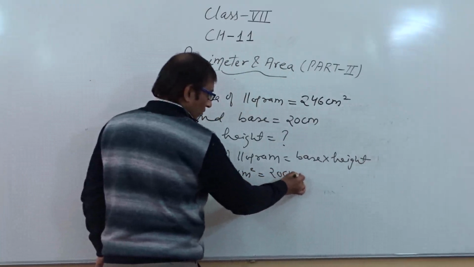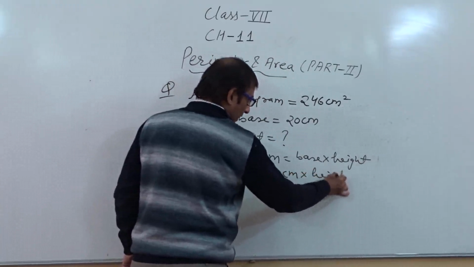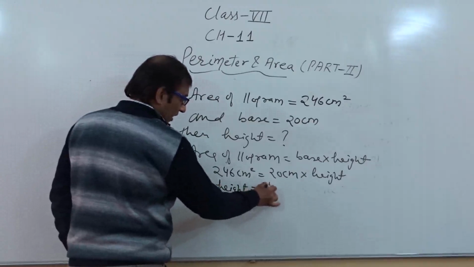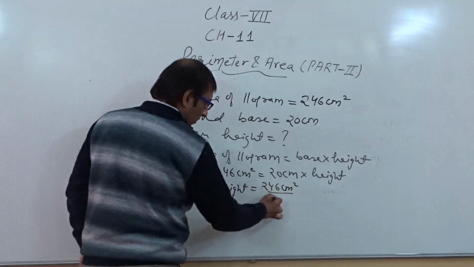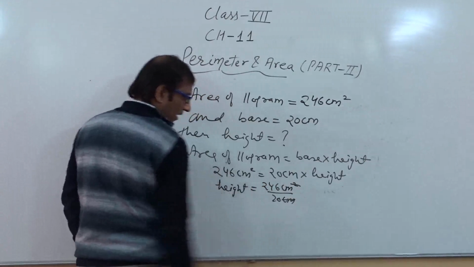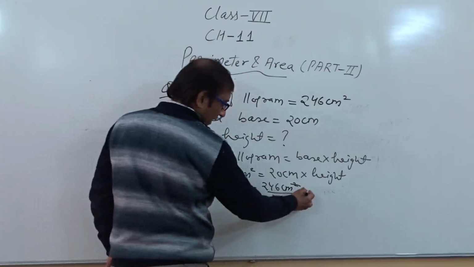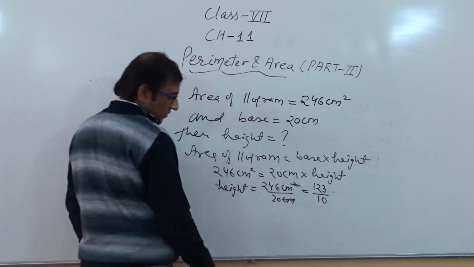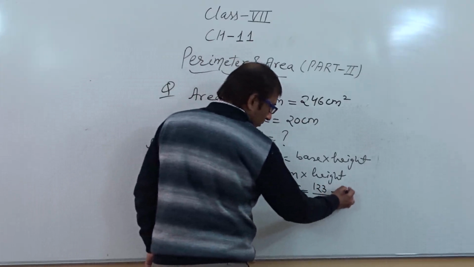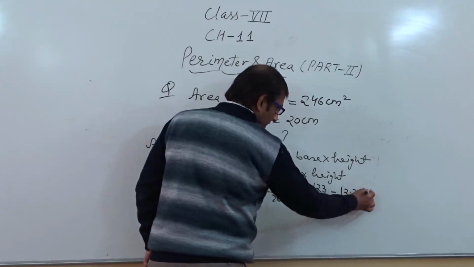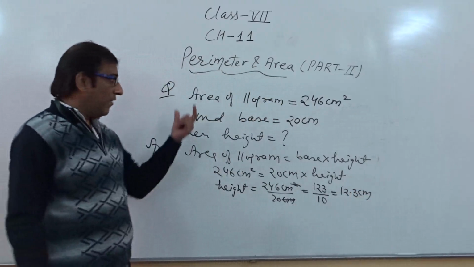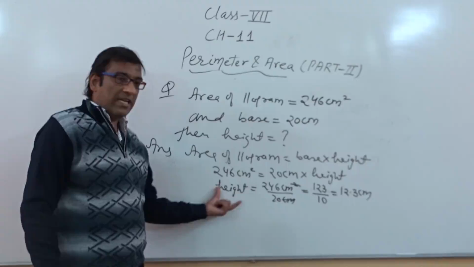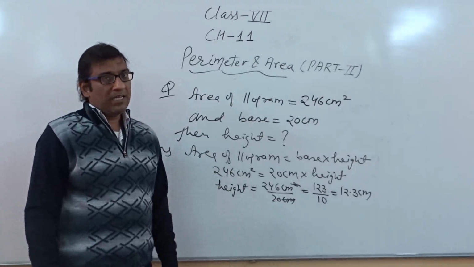Base is 20 centimeter. The height is not given. We have to calculate the height. How can we calculate the height? We will divide 246 centimeter square by 20 centimeter. Centimeter cancels centimeter, and when we solve it, what do we get? We will get 123 upon 10, right? And when we solve it, we will get 12.3 centimeter. So this is the way when area and one dimension is given to us, then with the help of the concept we will easily calculate the value of the other dimension.